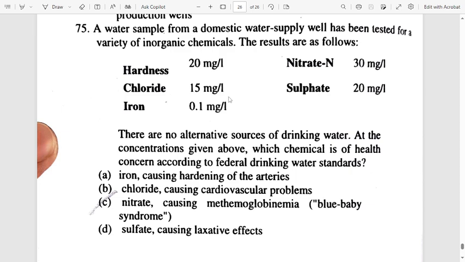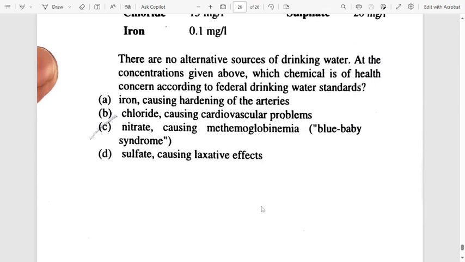A water sample from a domestic water supply well has been tested for a variety of inorganic chemicals. The results are as follows: hardness 20 mg per liter, chloride 15 mg per liter, iron 0.1 mg per liter, nitrate nitrogen 30 mg per liter, sulfate 20 mg per liter. Nitrate causing methemoglobinemia, this is blue baby syndrome.